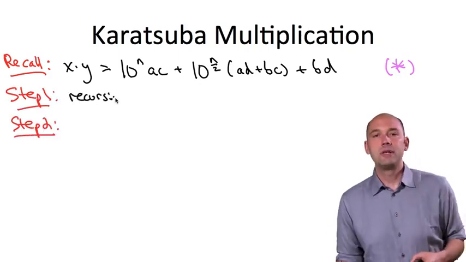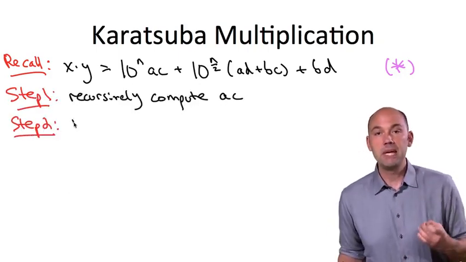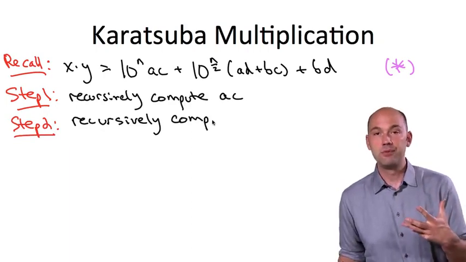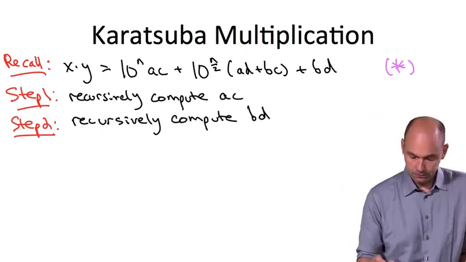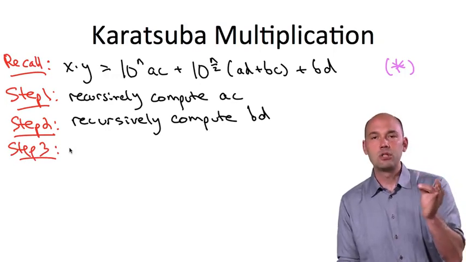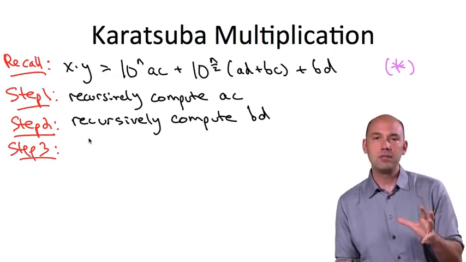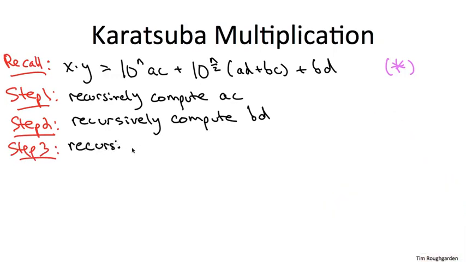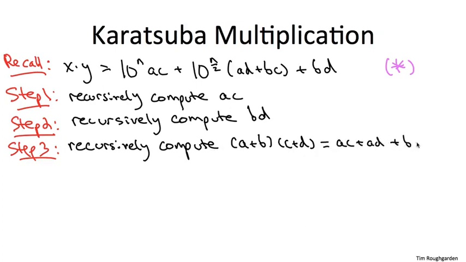The first coefficient AC and the third coefficient BD we compute exactly as before, recursively. Next, rather than recursively computing AD or BC, we're going to recursively compute the product of A plus B and C plus D. If we expand this out, this is the same thing as computing AC plus AD plus BC plus BD.